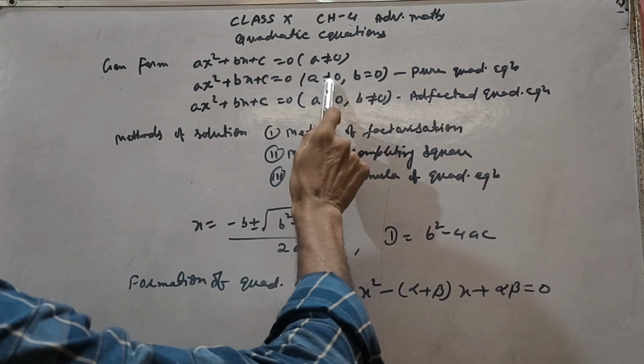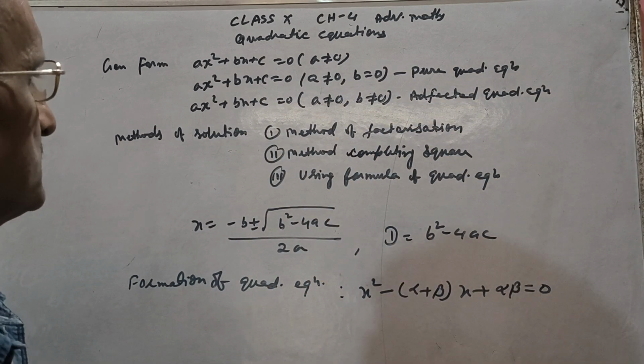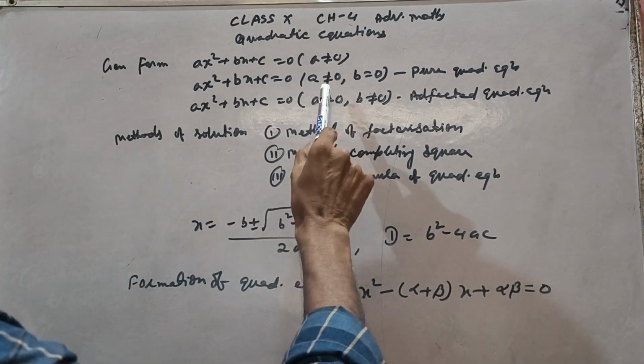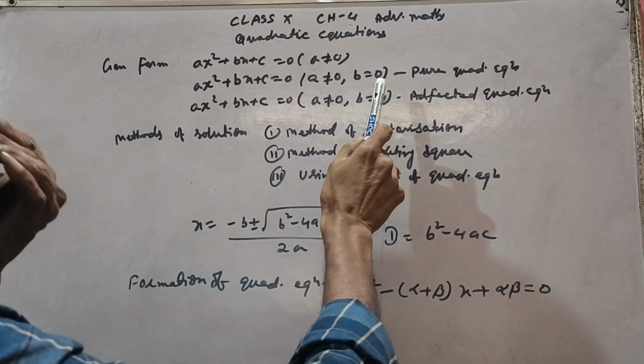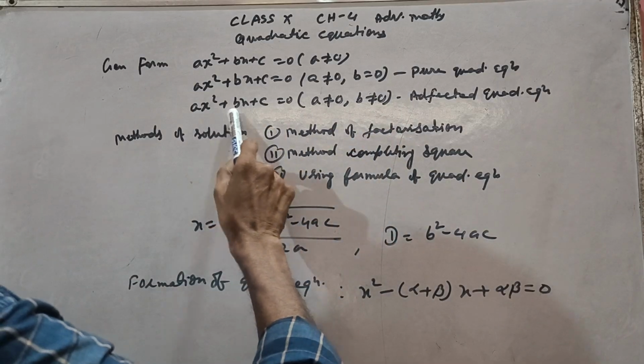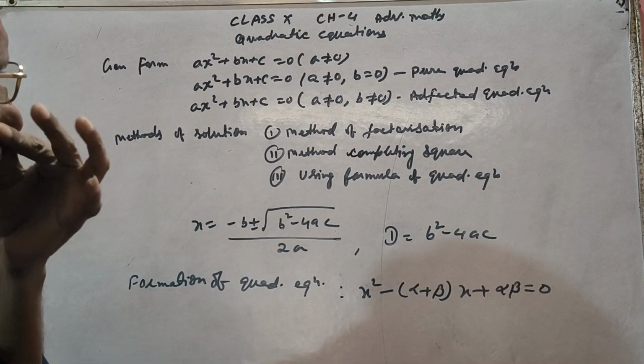If a not equal to 0 and b equal to 0, then it is called a pure quadratic equation. If a not equal to 0 is compulsory, but if b is also not equal to 0 is confirmed, then it is called affected quadratic equation. It has both the second degree and the first degree variable.